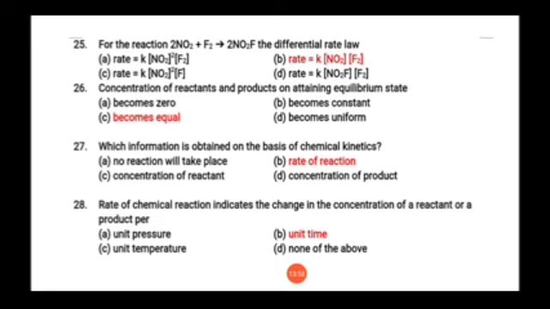Next question, question number 28. Rate of chemical reaction indicates the change in concentration of a reactant or a product per: unit pressure, unit time, unit temperature, or none of the above. Whenever you are writing rate, obviously there is a negative sign on the reactant side and a positive sign on the product side, but we write it as dR by dt and dP by dt. So it is obvious that it is concentration of reactant or product per unit time. The correct option is option B, unit time.